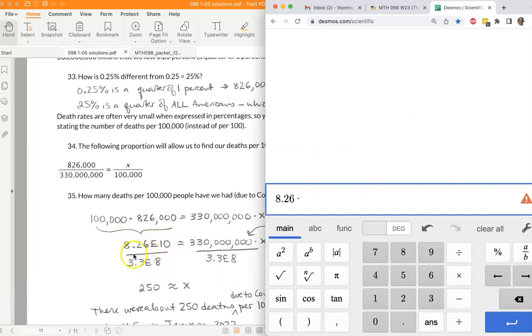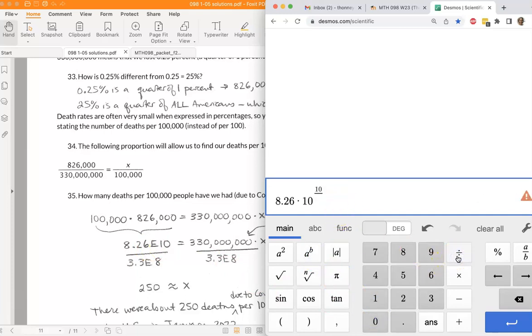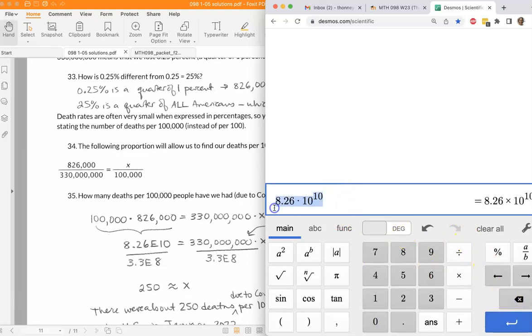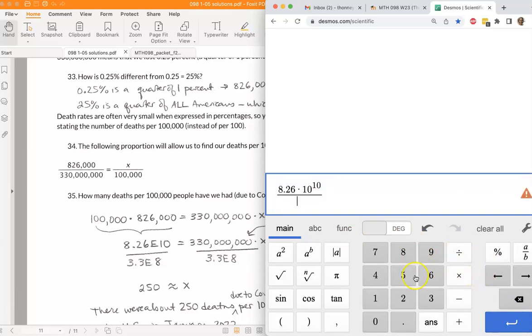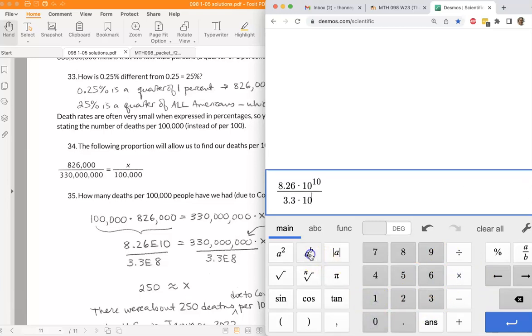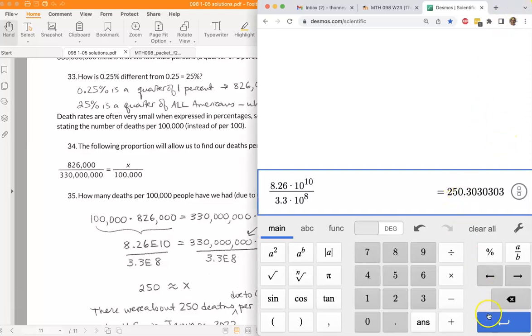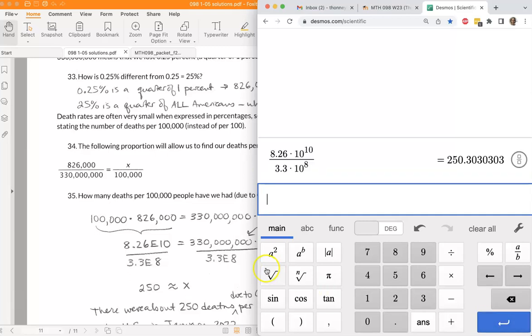So to do this division, I pulled up my Desmos calculator and I'm going to put in 8.26 times 10 exponent 10. And that's the numerator. And then I want to divide by, and that's not what I meant. I want to take this whole thing and divide by 3.3 times 10 exponent 8. And that gives me an answer of about 250. So that's how I got that answer.